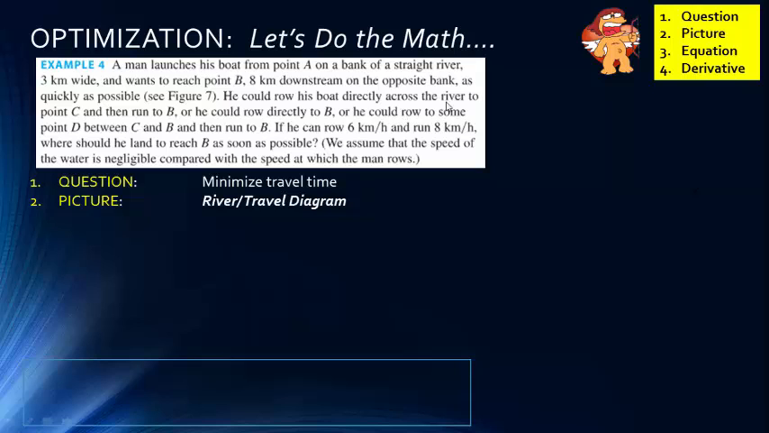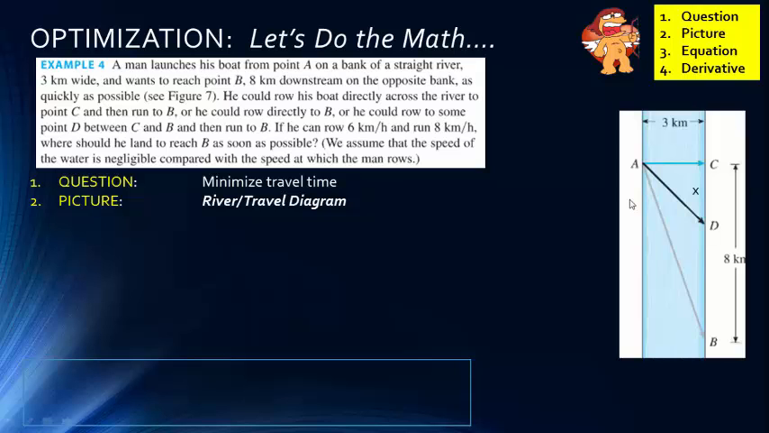He could row his boat directly across the river to point C. That's the point we already made, directly across from A, and then run to B. Or he could row directly to B. So we can draw a line there, which is now we have a right angle, a right triangle. You're saying, wait, where is all this stuff? I want you to try to draw this. And it's a really good idea for you to do that before looking at it. So see if you can do that. Or you could row to some point D between C and B and then run to B. So we have this right triangle, A, C, B, and he could row directly across and run down. He could row directly to B, or he could go to some point D in the middle there. So put a point D in the middle.